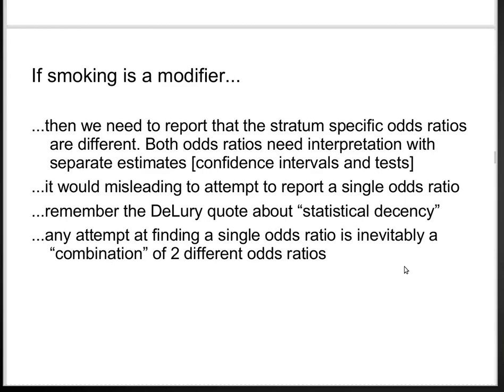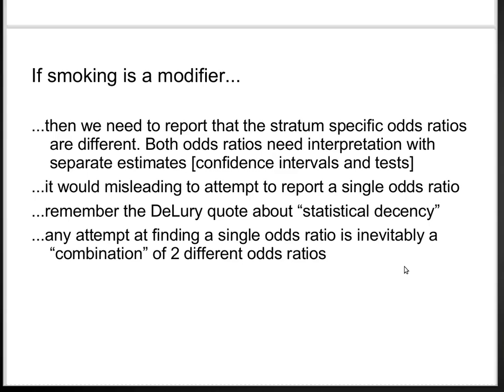If smoking is a modifier, that means we need to present the stratum-specific odds ratios because they're different. Both odds ratios need to be interpreted with separate estimates, and in principle, separate confidence intervals and tests of significance. Notice here it would be misleading to report a single odds ratio. If the odds ratio for the smokers is different from the odds ratio for the non-smokers, then attempting to combine the two means we would have an odds ratio that refers to nobody. It doesn't refer to the smokers, and it doesn't refer to the non-smokers.